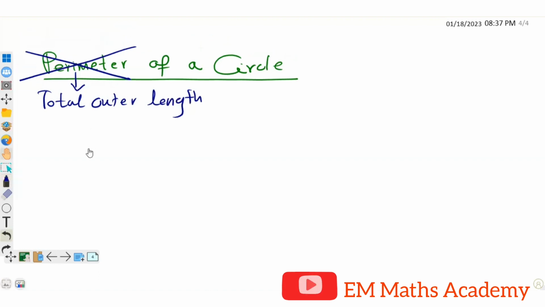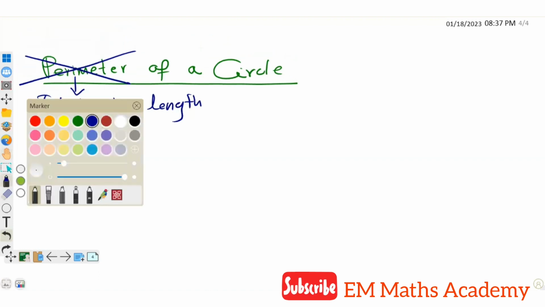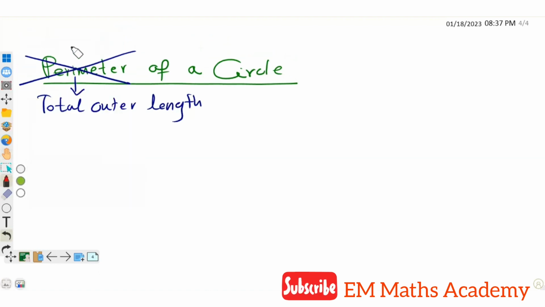Instead of this word, what do we use? Now, I think you should have learned this already. What is that? It is circumference. Circumference. Very good. Okay. Good. Please write down the topic as this is.